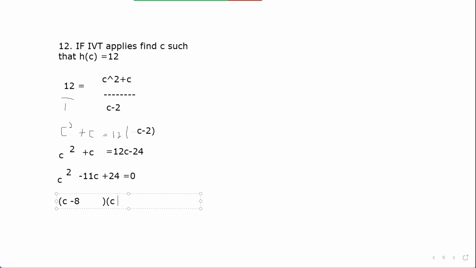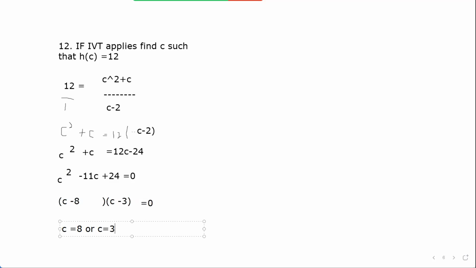That wasn't so bad, yeah? No, not too bad. Now, okay, what do we do from here? Oh, okay, so you're going to set C equal to 8 and C equal to 3, and then you have to figure out which one is in between your interval. Very good. Which interval are we looking at?